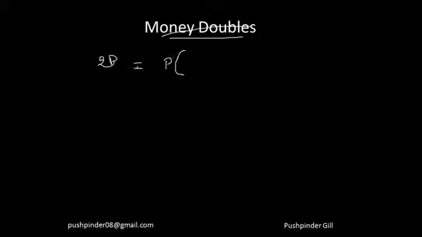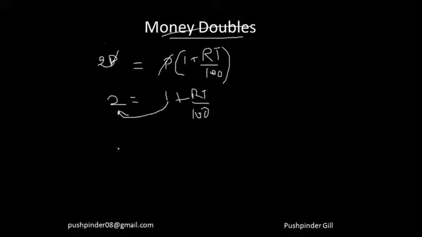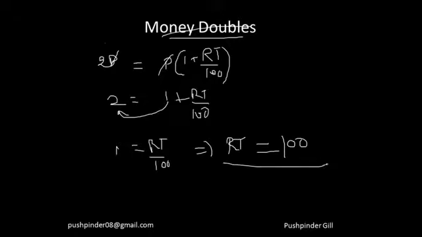If I use it in the formula, I can say amount is equal to principal into 1 plus rate into time by 100. This gives me the complete formula. So the P and P get cancelled, and I can say 2 is equal to 1 plus RT by 100. Now let me take this 1 to this side. I can say 1 is equal to RT by 100, or that R into T is equal to 100. So if the money doubles, R into T, the product of rate and time, is 100.